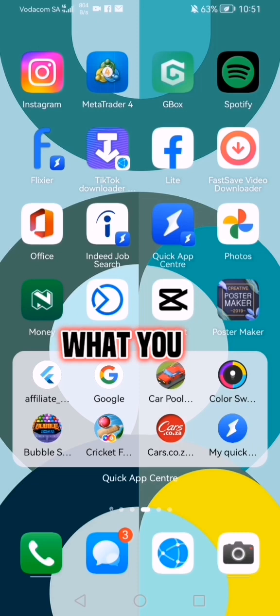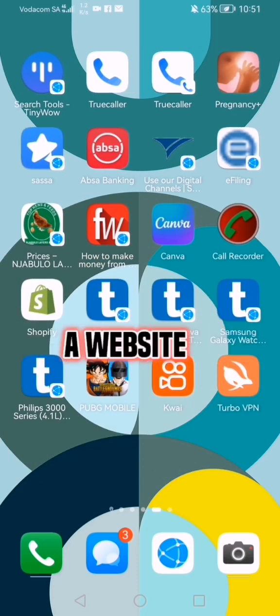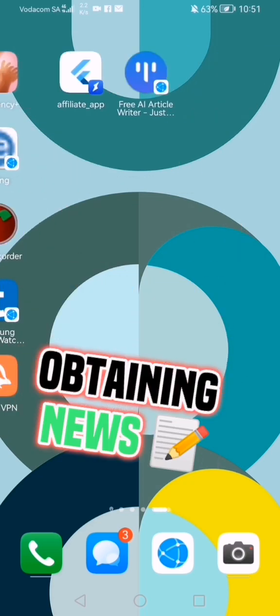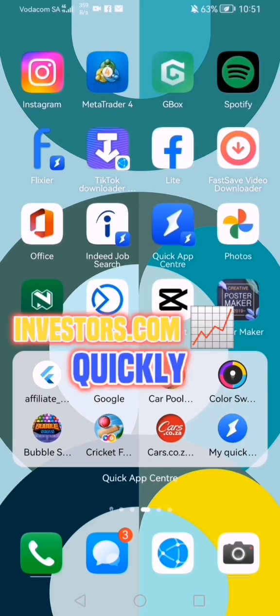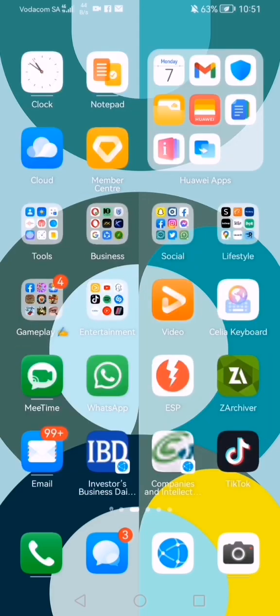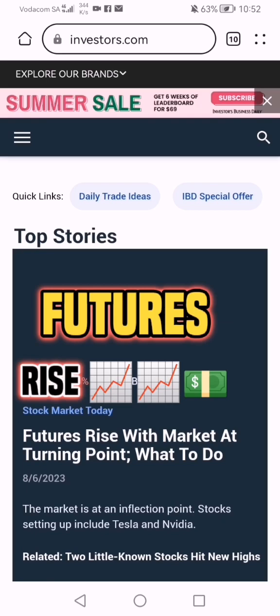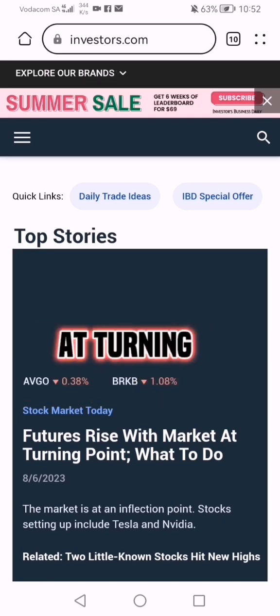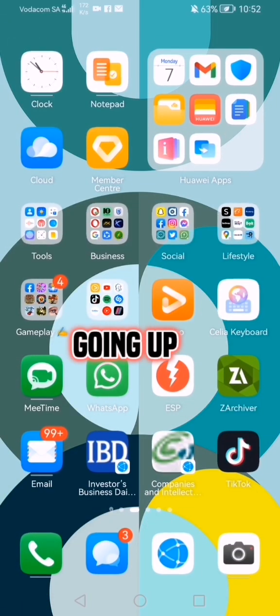So basically what you need is your investors.com. This is a website that you're gonna be obtaining news from. So let's go onto our investors.com quickly. Basically, we're looking for our breaking news. Futures rise with markets at turning point. What to do? This is our indicator that the market is going up.